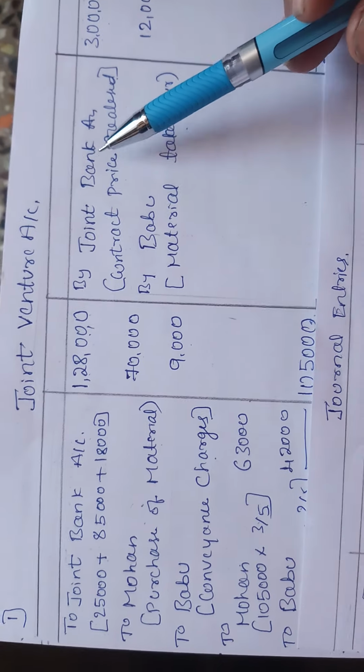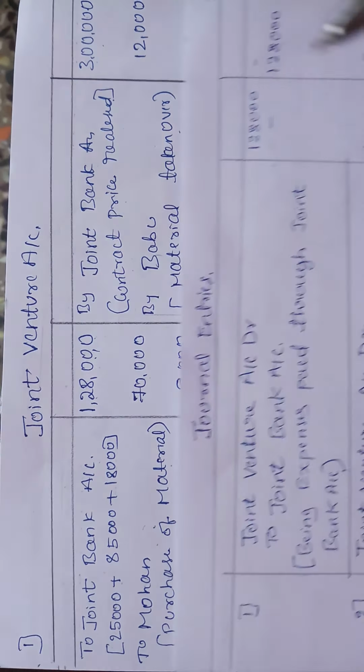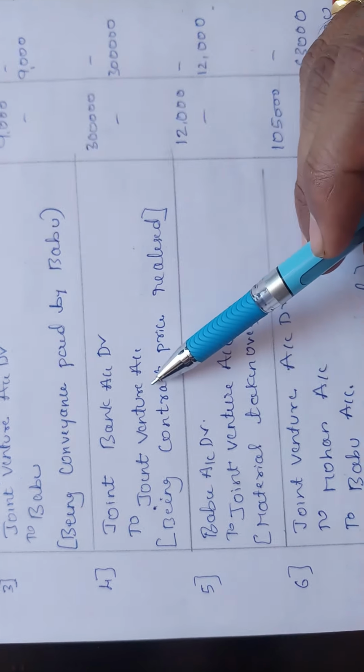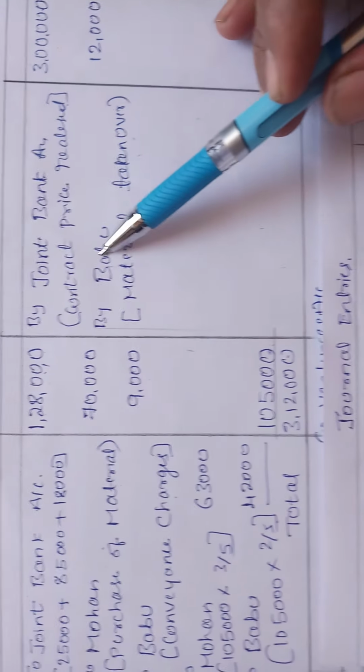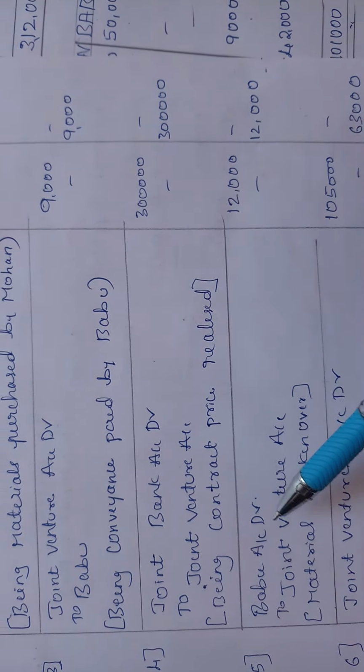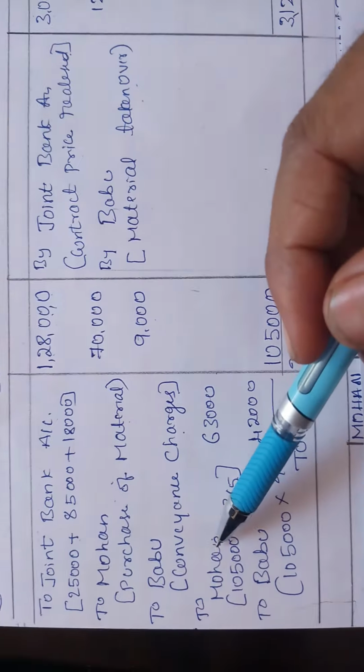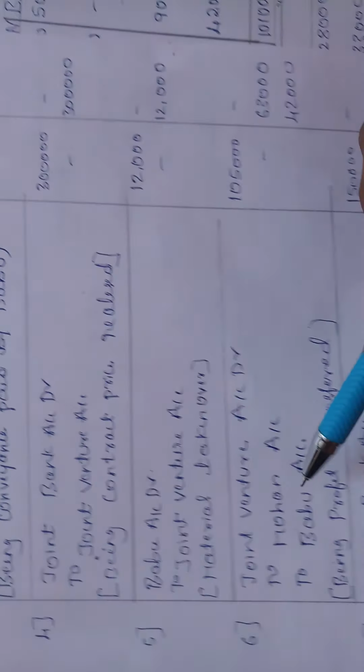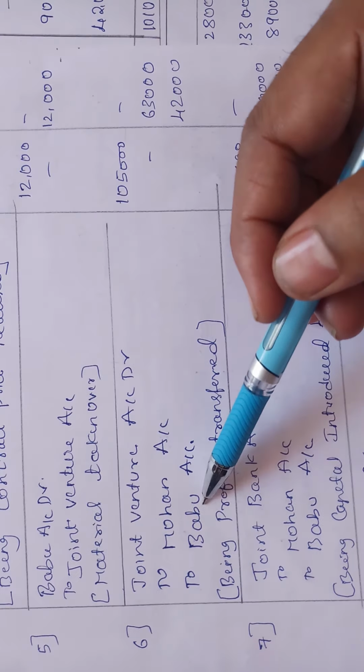Now joint bank account debit to joint venture. Babu account debit to joint venture. Joint venture account debit to Mohan and Babu.